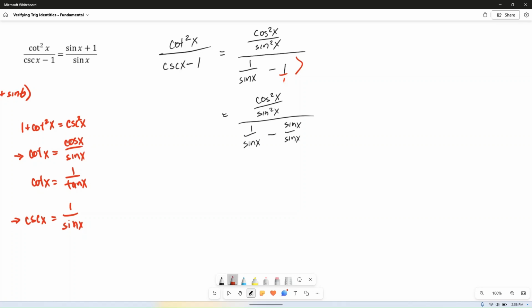If we look in the denominator here, I now have two fractions that I'm trying to combine, and they have a common denominator. So let's go ahead and do that. The numerator is still cosine squared x over sine squared x.